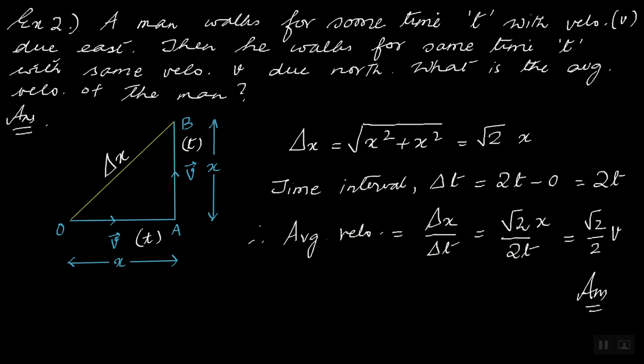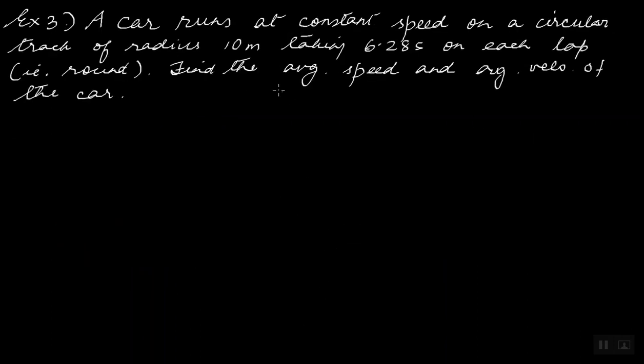Okay, let's go to the third problem. So in this third problem, we have a car that runs at constant speed on a circular track of radius 10 meter, taking 6.28 seconds on each lap. So that means it is taken in going one complete round or one complete circle. What is the time it takes? 6.28 seconds, right? So we have to find the average speed and average velocity of the car.